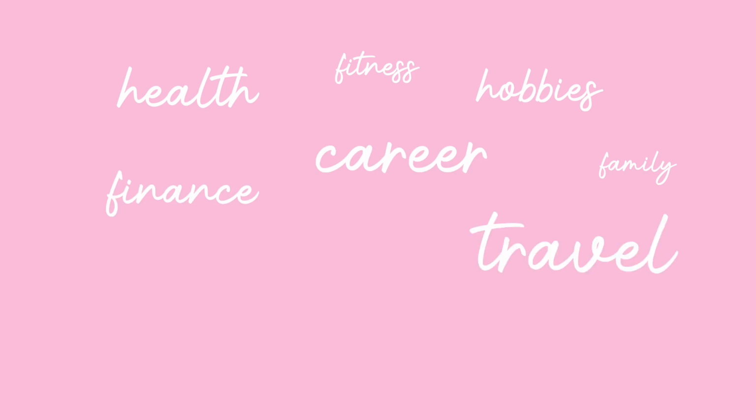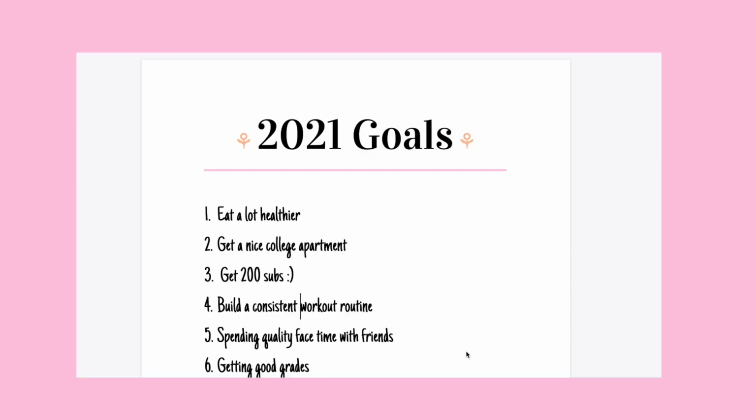Begin by creating a list of your goals and aspirations for this year. You can divide your vision into categories like career, finance, health, relationships, and much more. And here are some of the sample goals that I have created for this year.